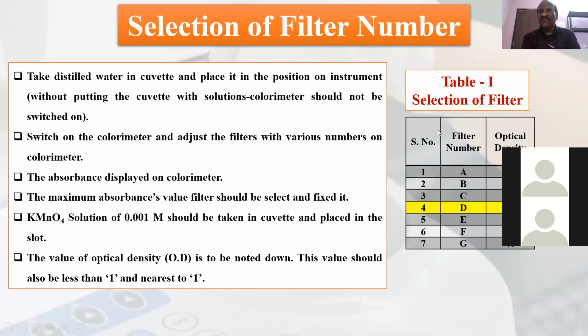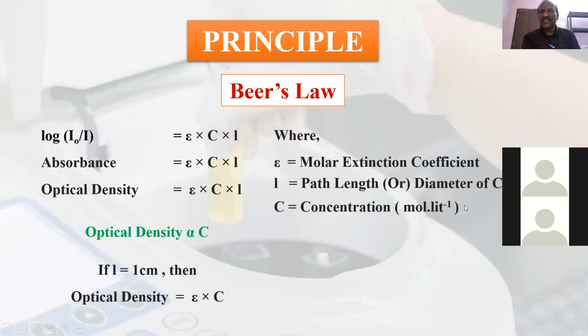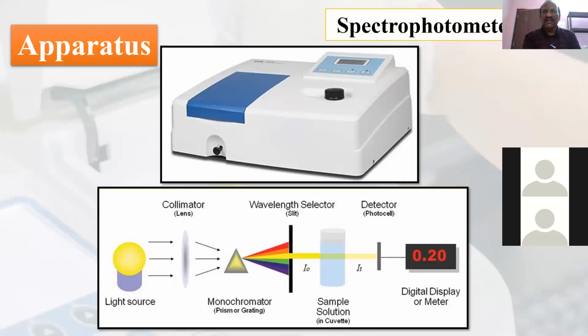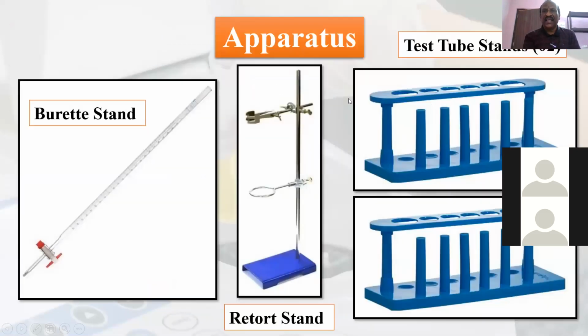Among these, the highest optical density is what we take. Here you see the fourth one has the highest density value. Therefore we take the D filter. With this knob we fix the D filter, and then we can run the experiment.